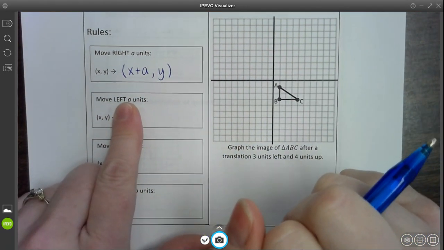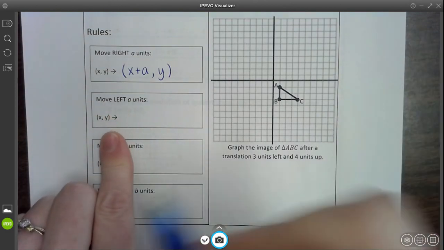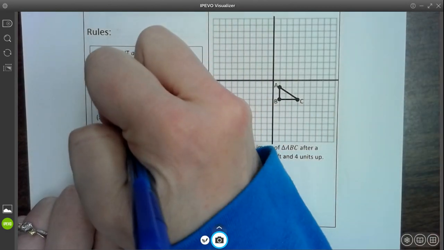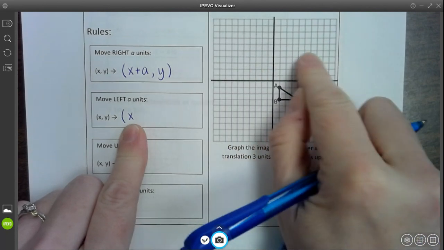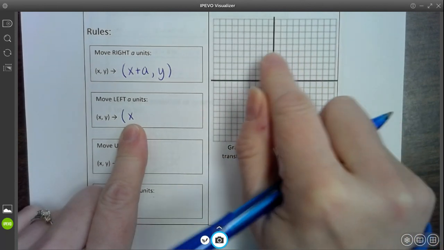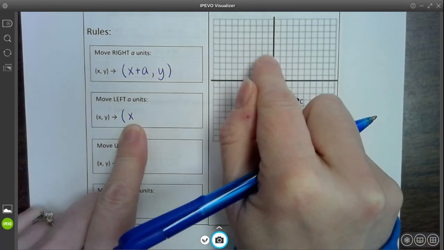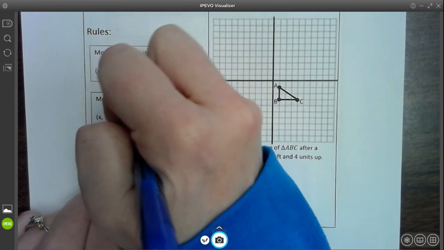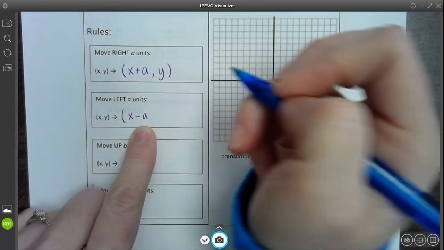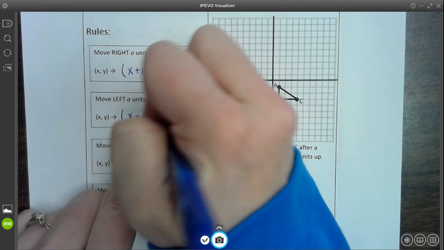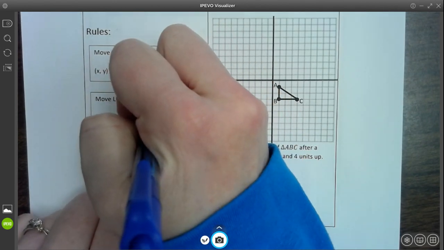If I were to move a point left a units, okay, I'm going to again be affecting the x coordinate because that's left or right. But now when I move something to the left, that is the negative direction. So we're going to be subtracting a from all of the x coordinates. And again, the y coordinate is not going to change.